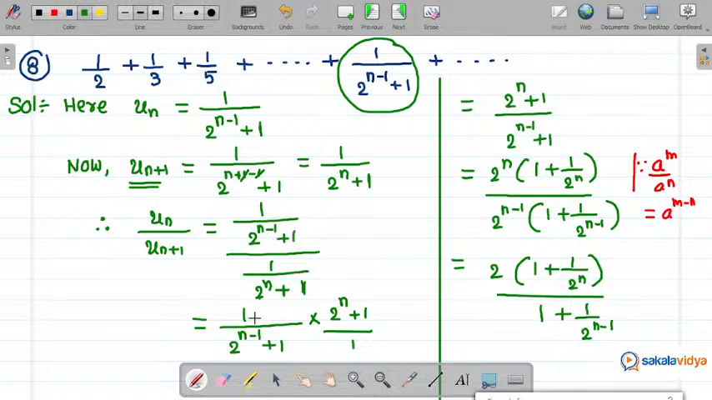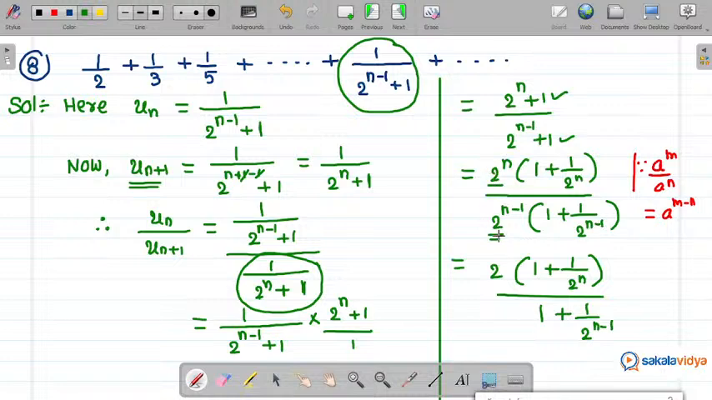Now actually 1 by 2 power n minus 1 plus 1, into the reciprocal of this one, that is 2 power n plus 1 by 1. So we get 2 power n plus 1 by 2 power n minus 1 plus 1. From the numerator take 2 power n common, from the denominator take 2 power n minus 1 common. If you take 2 power n common, 1 plus 1 by 2 power n, divided by, if you take 2 power n minus 1 common from the denominator, we get 1 plus 1 by 2 power n minus 1.